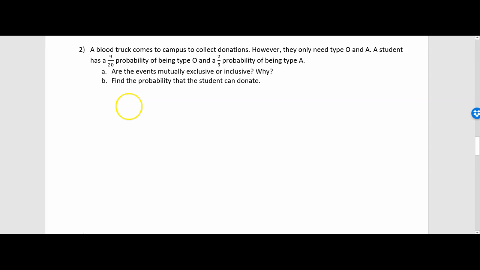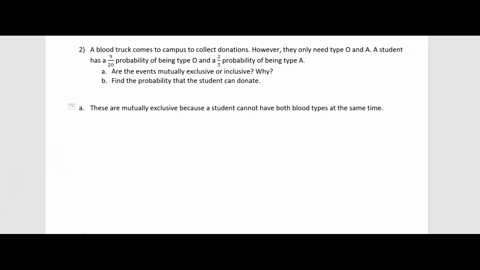Okay, so for part A, these are mutually exclusive because a student cannot have both blood types at the same time. They're either going to have O or they're going to have A. Now, I think there is an extremely rare circumstance where you can actually have two different blood types, but for all intents and purposes, you have just one. There's more than A and O. We have B and we have AB. But essentially, you've just got one out of those 4 blood types.